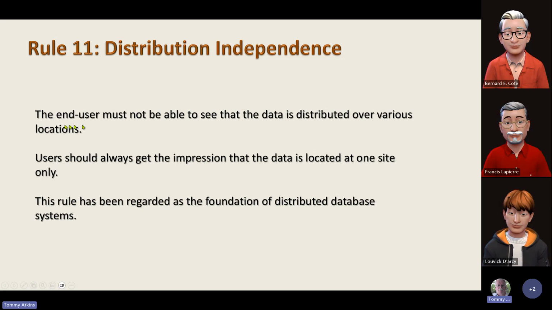Distribution independence. The end user must not be able to see that the data is distributed over various locations. Users should always get the impression that the data is located at one site only. This rule has been regarded as the foundation of distributed database systems. You don't have a distributed database system, do you? Nope. No, so your database is only in one place.